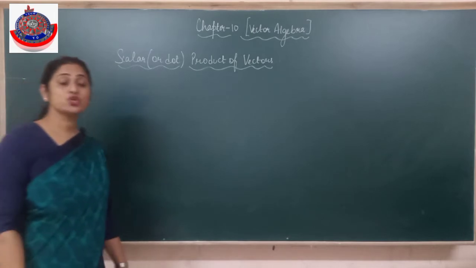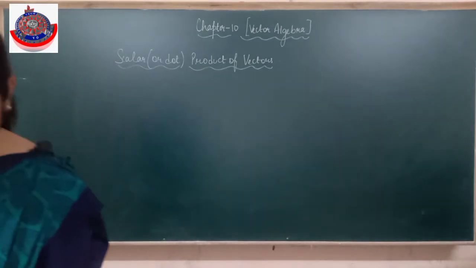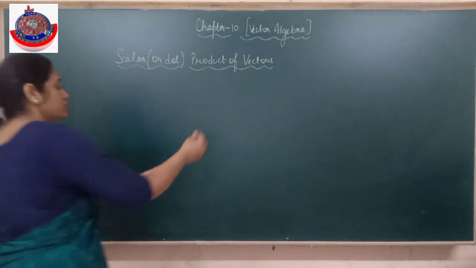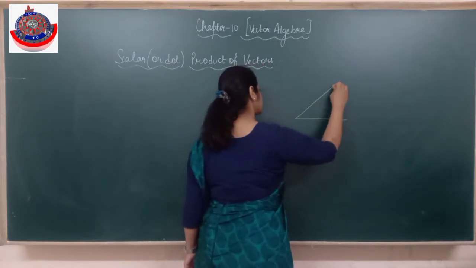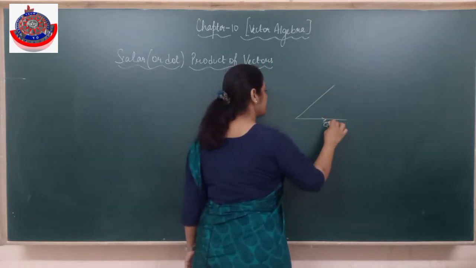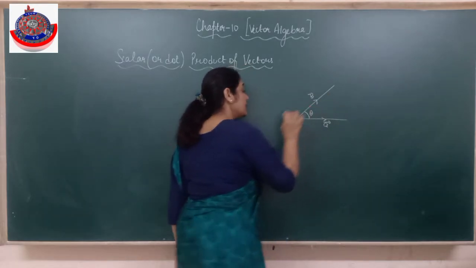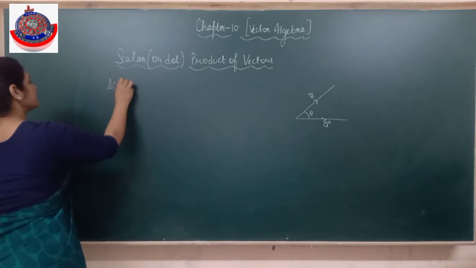Scalar or dot product of vectors. What is a scalar or a dot product of a vector? The scalar product of two vectors a and b. Suppose there are two vectors. This is vector a. This is vector b. They are inclined at an angle theta with each other.